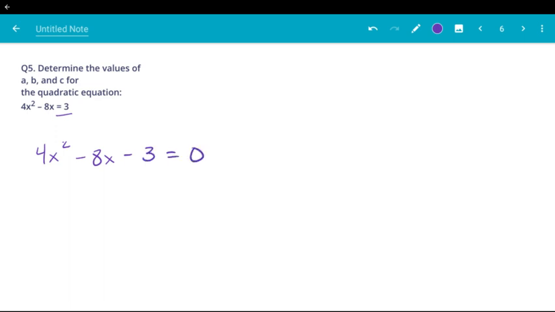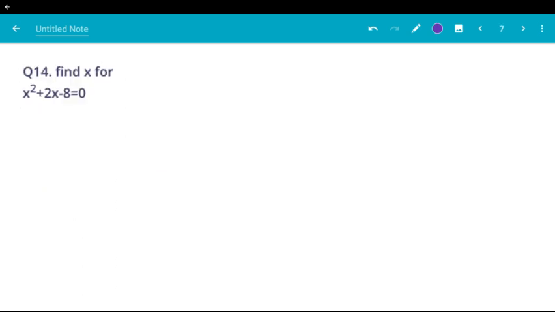Now that it's in standard form, I can identify my a value, my b value, and again, that b value must contain negative 8, and my c value, which is the y-intercept again, and that's a negative 3. So just something to watch out for.